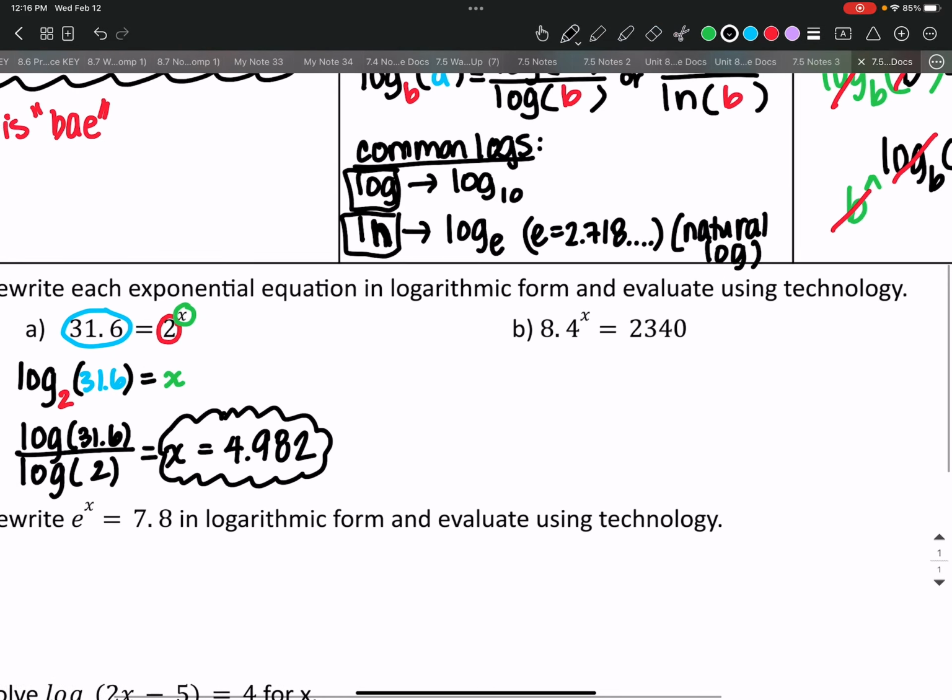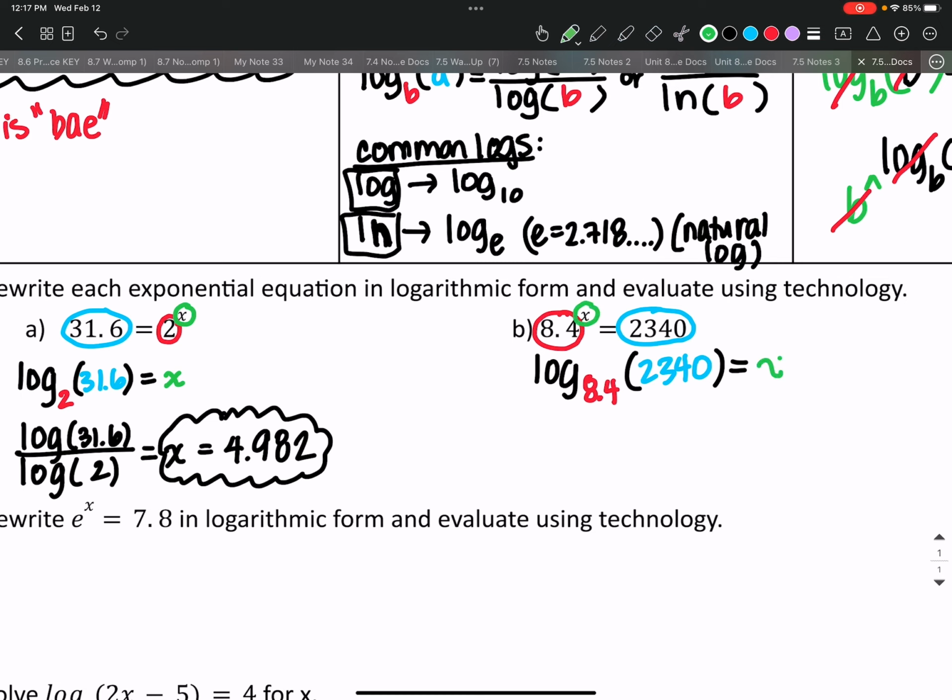I'll do it again with this one here. I want to change to log form. So I'm going to write log to turn it into a logarithm. The subscript is always the base, which is 8.4. Inside of the logarithm is my answer to the exponential equation, which is 2,340. It's usually your biggest number, usually, not always. If you have a fraction exponent, it would be different. And then you have your exponent on the other side, x. This is the exponential equation rewritten in logarithmic form.